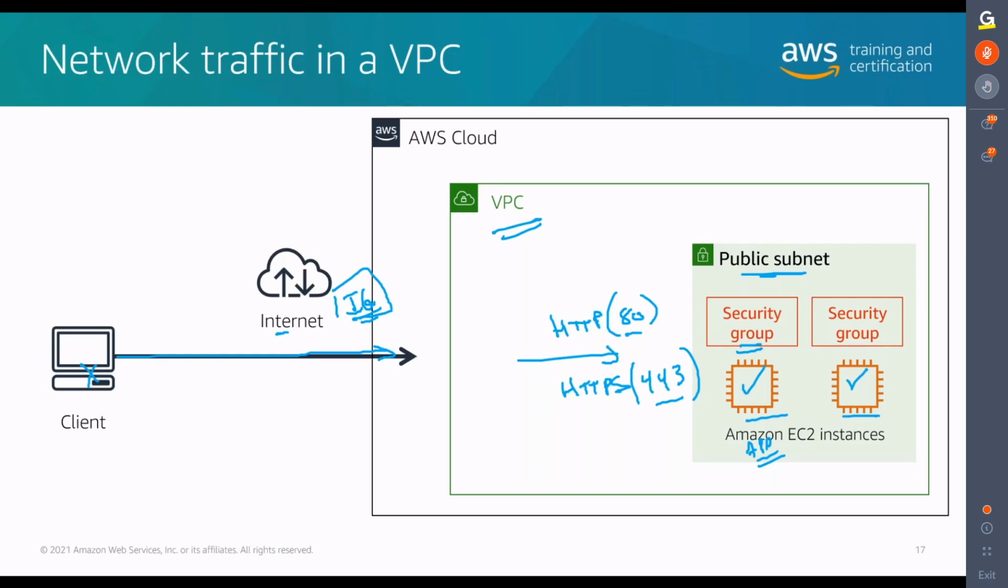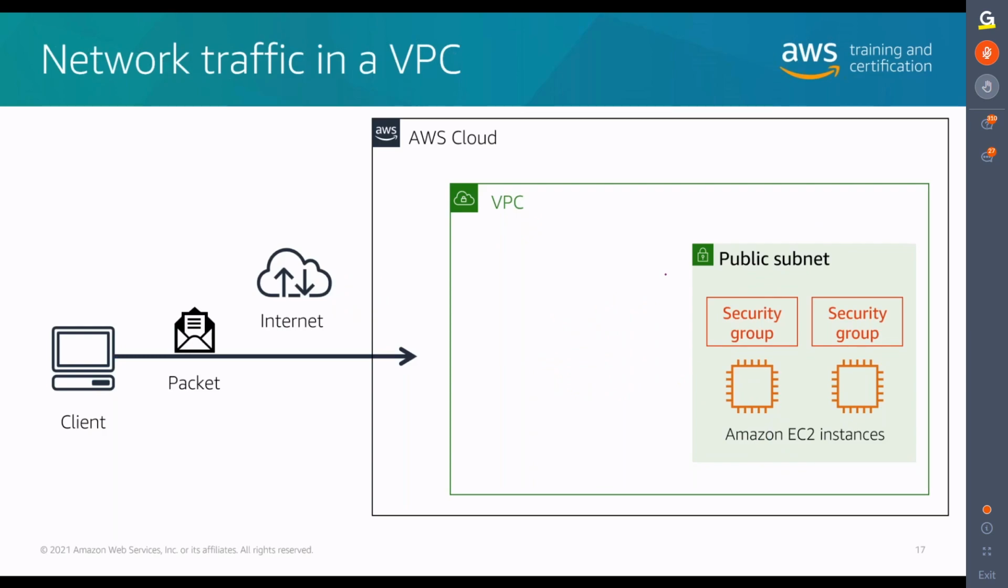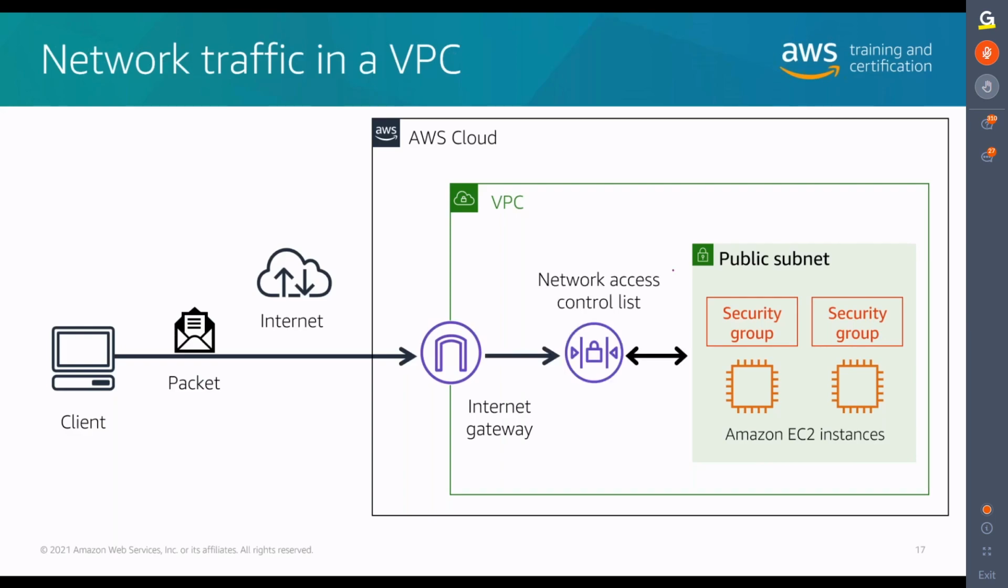Let me erase my scribbles here. All right, so when a packet comes in, it might hit that internet gateway. And then we also have a network access control list. This is a new item that I haven't mentioned yet. A network access control list does the same thing as a security group. It's a traffic filter. Permit these ports, block those ports.